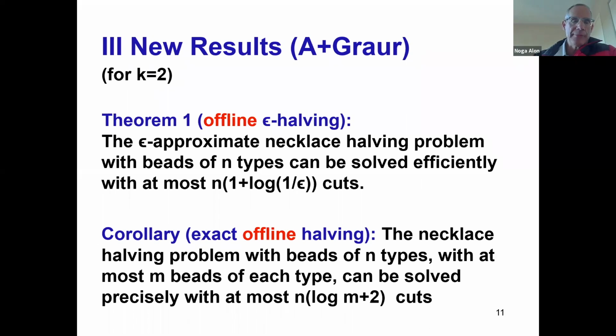So this will be one result, and the corollary of it, just by taking epsilon to be 1 over the number of beads of each type, says that the necklace halving problem with beads of n types, with at most m beads of each type, can be solved precisely with at most n log m plus 2 cuts. So still there is some dependence here on the length of the necklace, but only logarithmic dependence, and that's the best that we know to do efficiently. This is one.